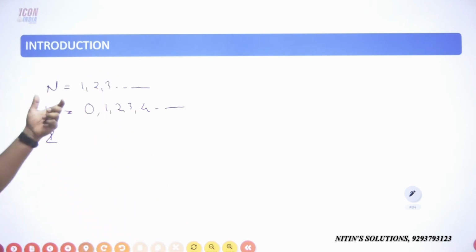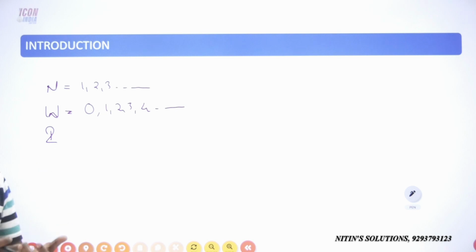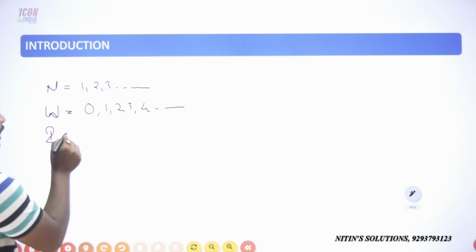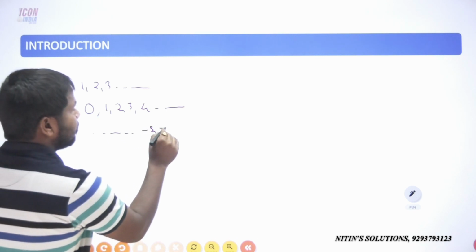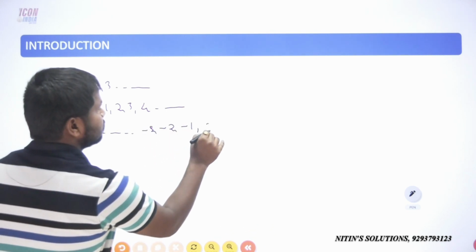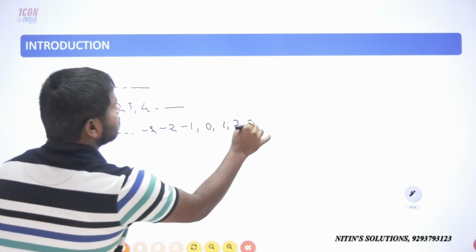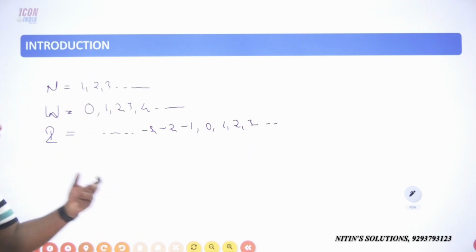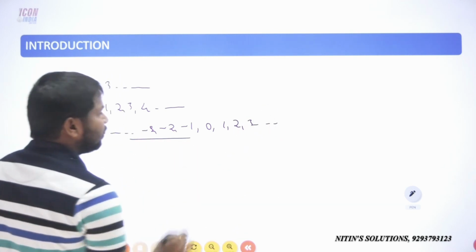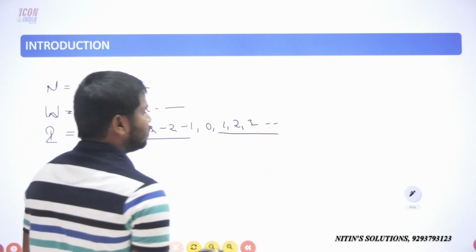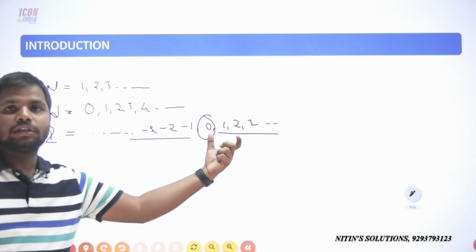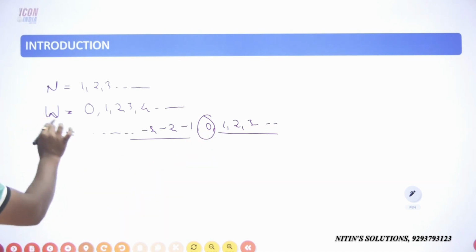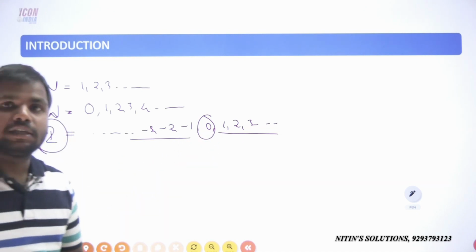So positive natural numbers and negative natural numbers, as well as 0, are called integers. That is nothing but -3, -2, -1, 0, 1, 2, 3 and so on. Here, these are the negative natural numbers, these are the positive natural numbers, and when 0 is also included along with the negative and positive, we call such numbers integers.